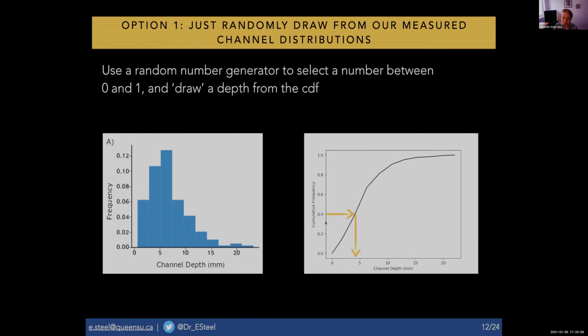It seems maybe a little bit strange to randomly pick a number and then give it the related channel depth, but you can try this yourself if you take any kind of distribution and turn it into a cumulative frequency.